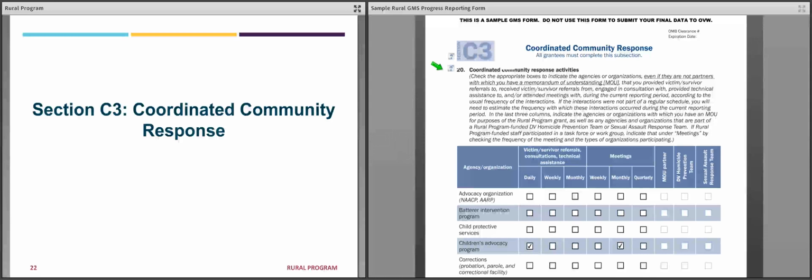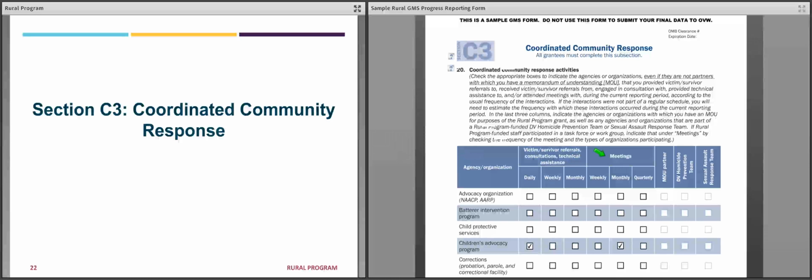So you would go ahead and report in question 20. You would report the frequency with which you provide and receive referrals and consultations and or technical assistance with the agencies and organizations listed in the first section. You would report the frequency with which you meet with the agencies and organizations listed in the first section here.